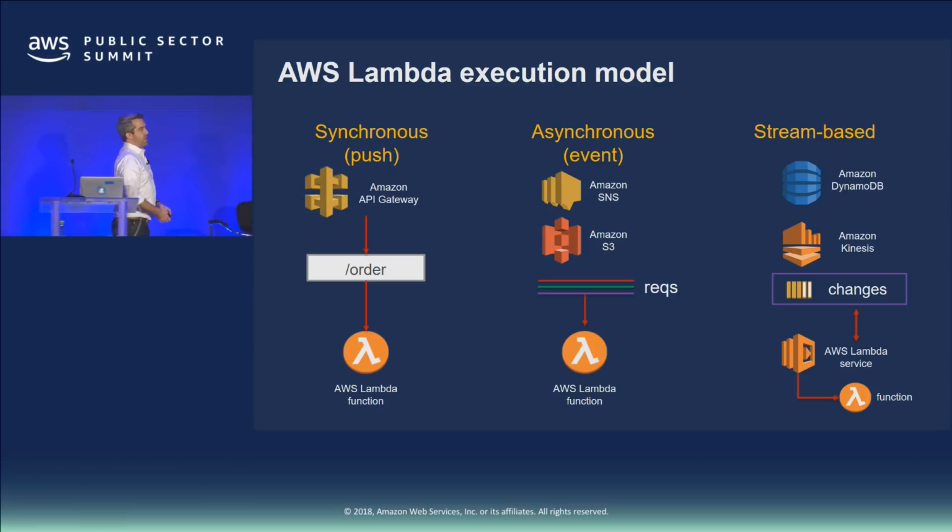And then lastly, we have stream-based. Today, inside of Amazon DynamoDB and Kinesis, for both of those services, we can stream activities or records that are put into them into Lambda. In this case, the Lambda service pulls those, looking for activity, pulls down the records, and can act upon them.